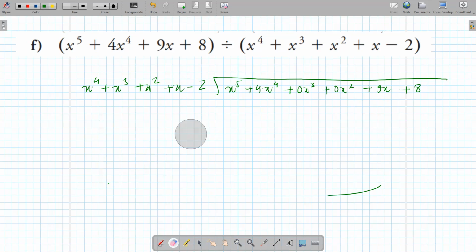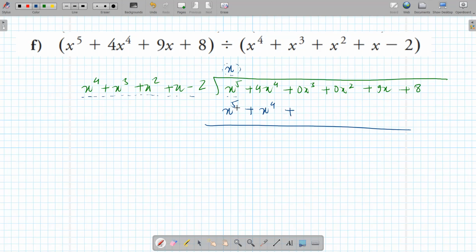There's just two things. How many times does x4 go into x5? X times. Exactly. So x4 times x is x5. But then when you do this, you have to multiply all the terms in the divisor by the thing you just wrote. So x4 times x is x5 plus. What's x3 times x? X4. And then you keep going. And x2 times x is x3. X times x is x squared. Negative 2 times x is minus 2x.